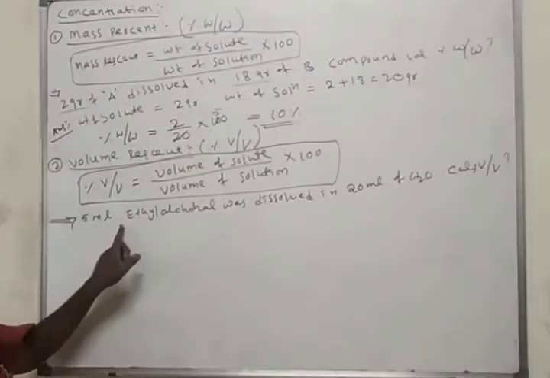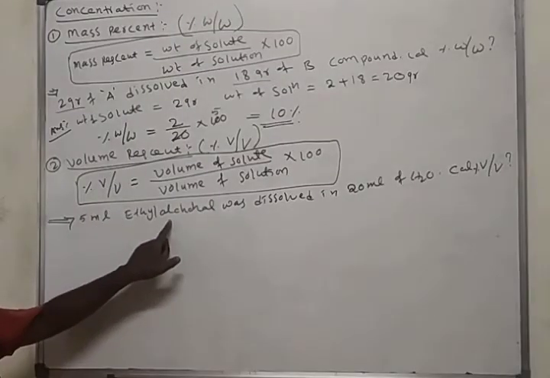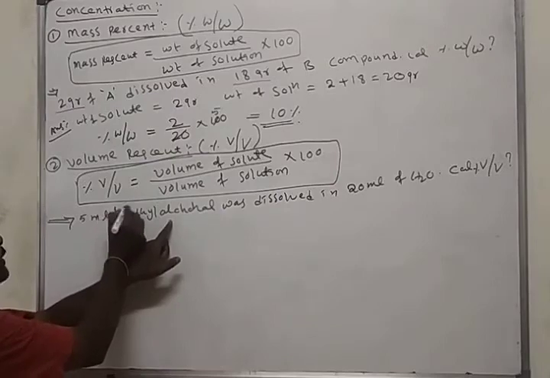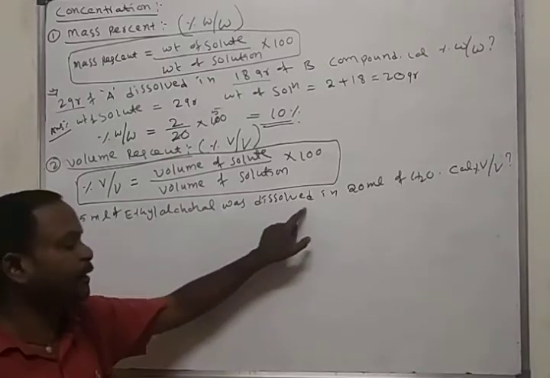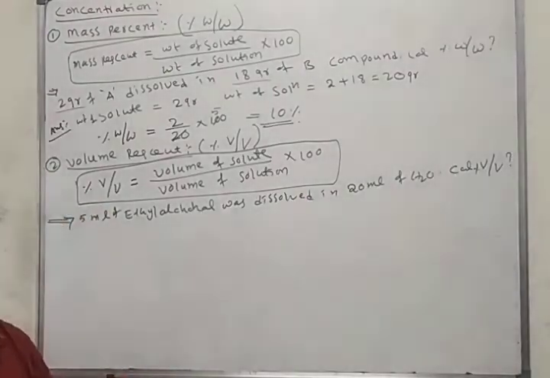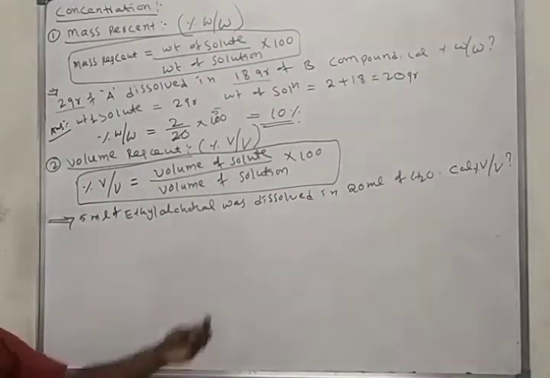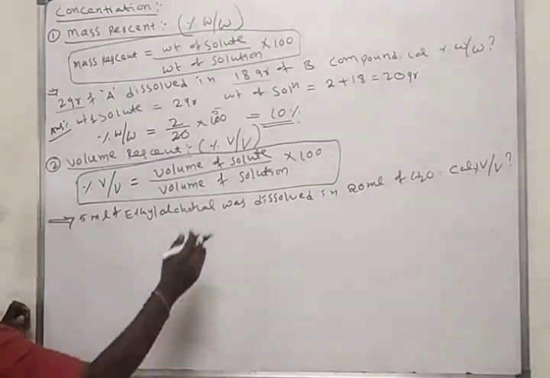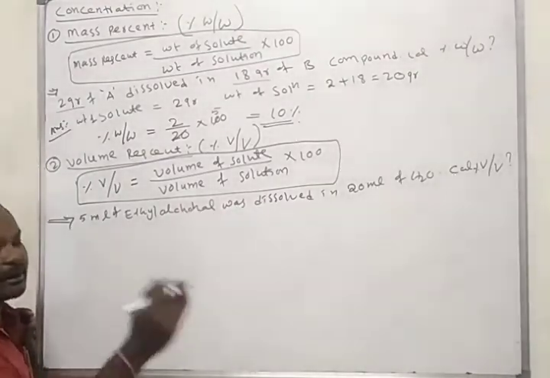I gave one problem: 5 ml of ethyl alcohol was dissolved in 20 ml of water. Calculate the volume percentage, or percentage V by V.